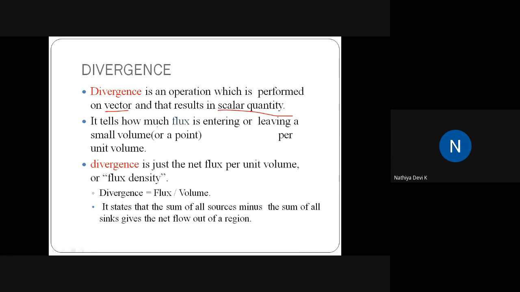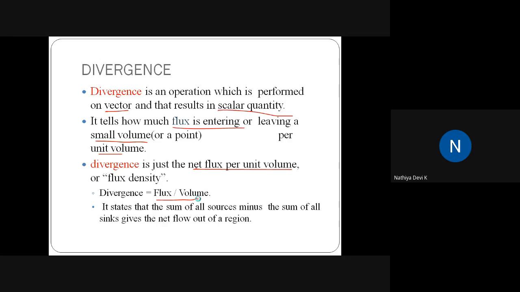The definition of divergence is that it gives how much flux is entering or leaving a volume. If you take any small volume, how many lines are entering or leaving it per unit volume. Simply, it is defined as net flux per unit volume. So divergence is also defined as net flux per unit volume. This is one of the MCQs: divergence is defined as net flux per unit volume. Clear?